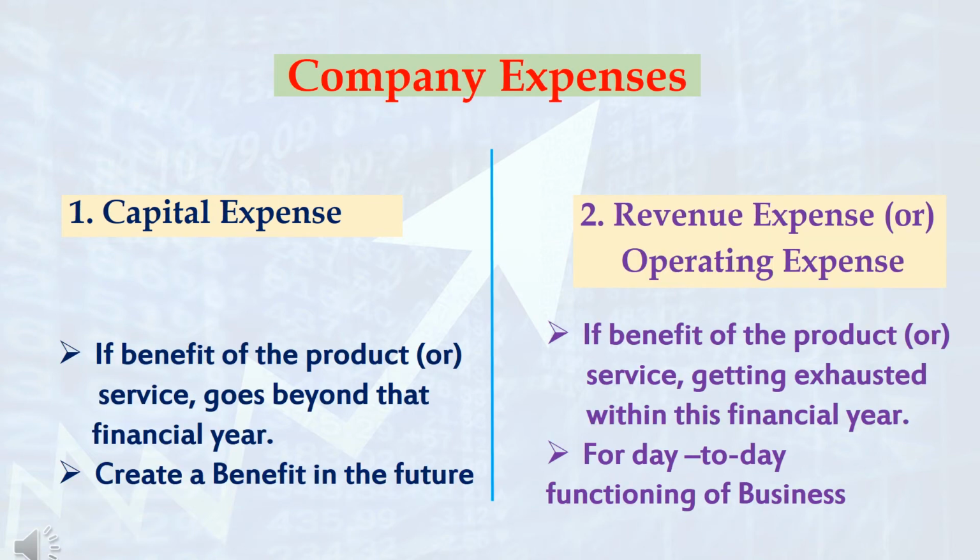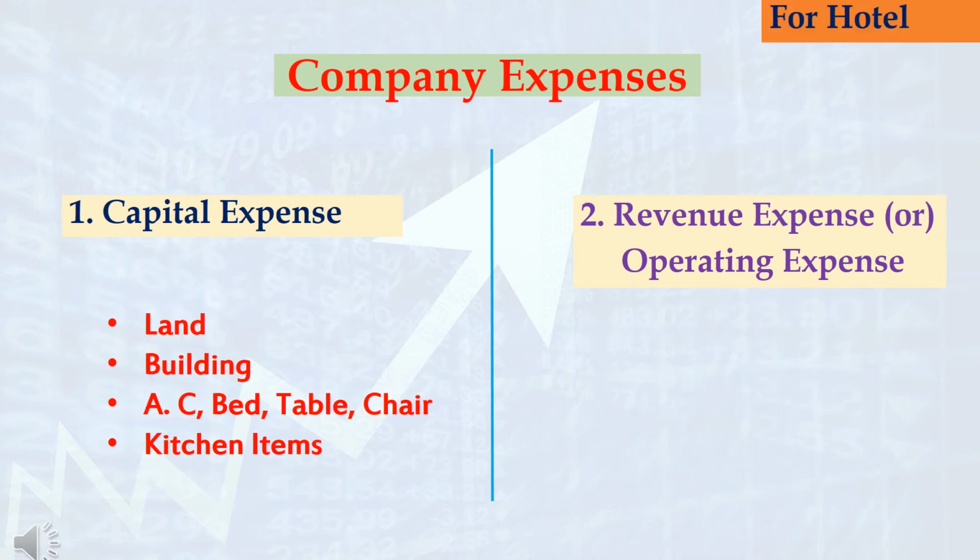The expenses of a company are categorized into two types. First is capital expense, second is revenue expense or operating expense. Let me assume that a company is spending money to buy a product or they are getting a service. If the benefit of that product or service goes beyond that financial year, then that expense will come under capital expense. If the benefit of that product or service gets exhausted within this financial year, then that will come under revenue expense.